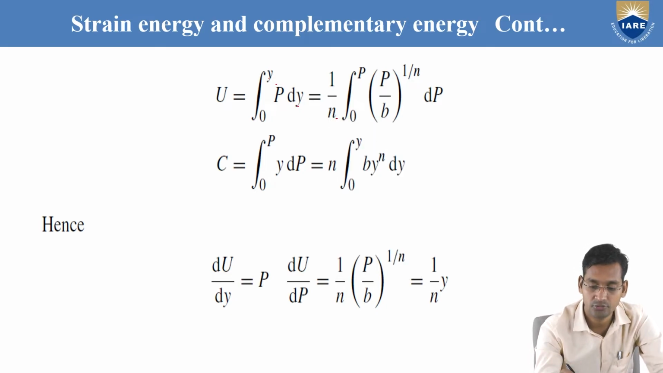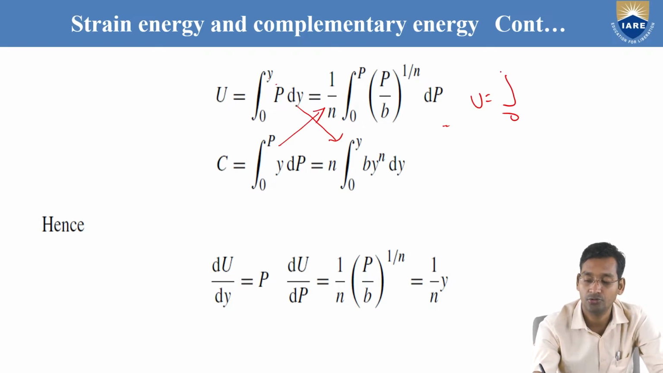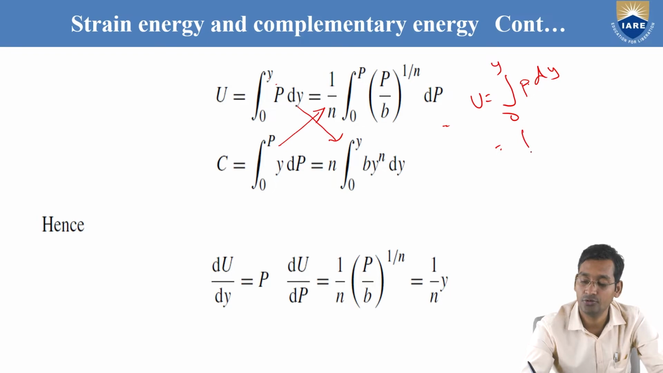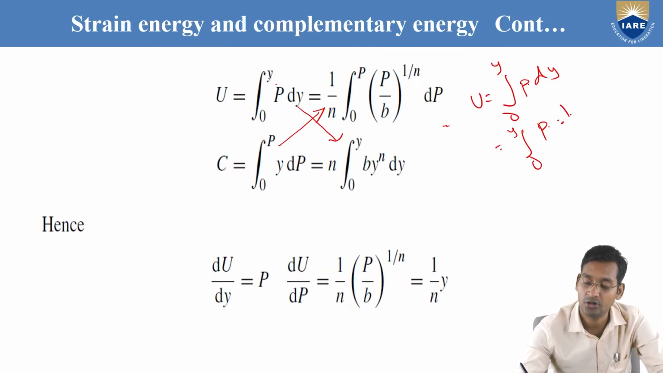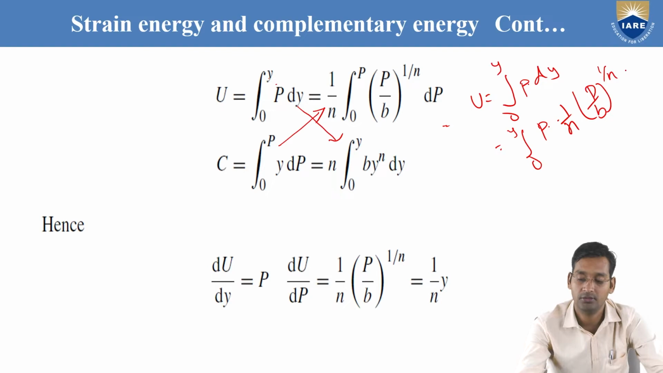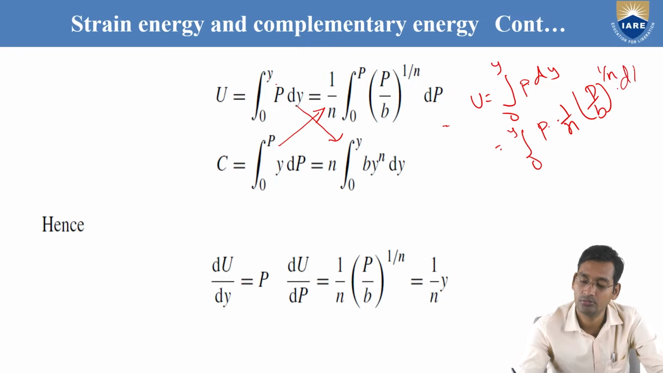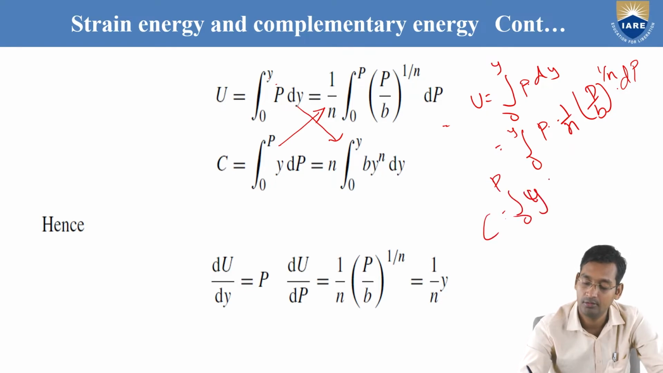Sorry, actually this should be here, it gets cross multiplied. So what we have, U equals the integral from 0 to y of P dy. What we got for dy, the integral from 0 to y of P dy, we got just here: 1 by n, P by b, so into 1 by n, P by b to the power 1 by n. So this is the dy, and into dP.